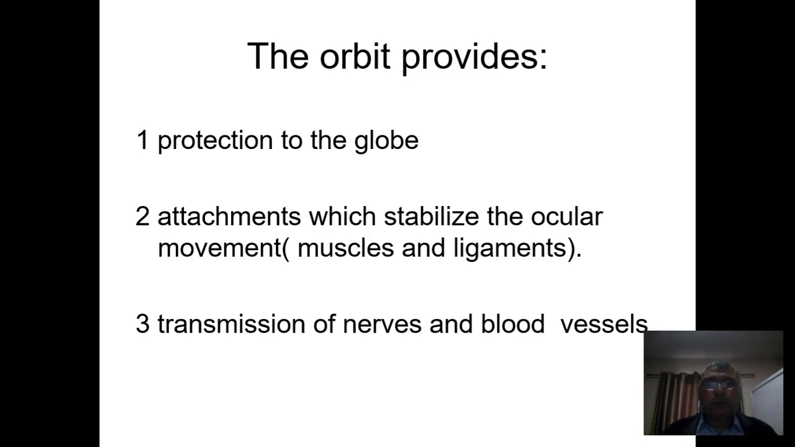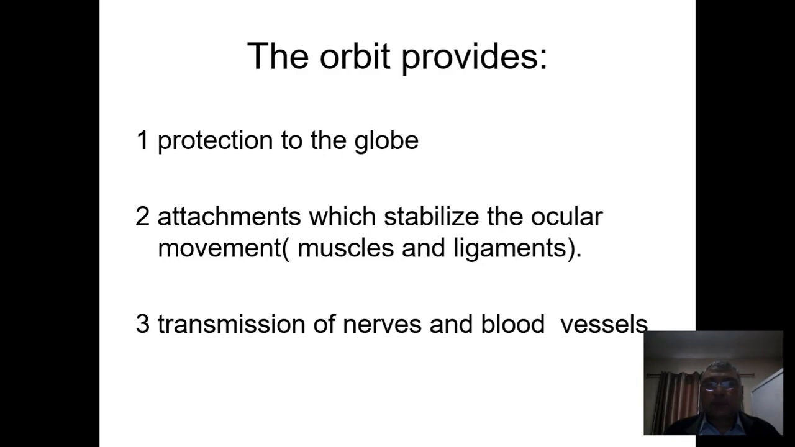The subject of this lecture is the orbit. The orbit is the bony surroundings of the eye and the ocular adnexa. It has a medial wall, lateral wall, roof, and floor. The function of the orbit is to protect the globe.